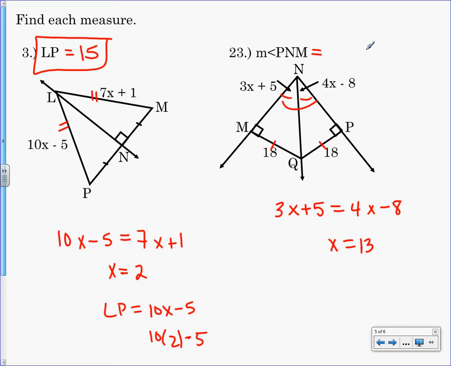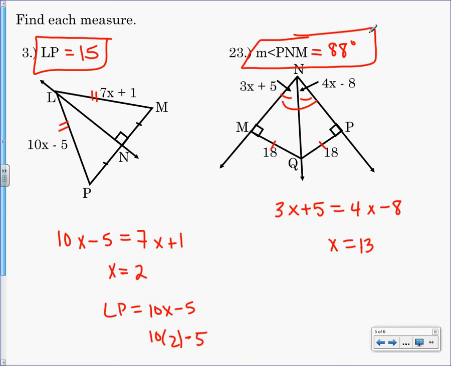Anybody have it? 68. Say it again? Yeah, 68. Should be 88. Let's try it again or ask a question. It's okay, just try again. If you're not getting it right, let me know.